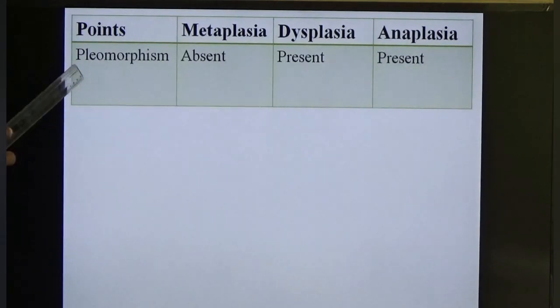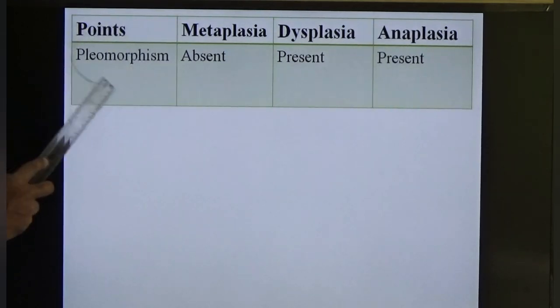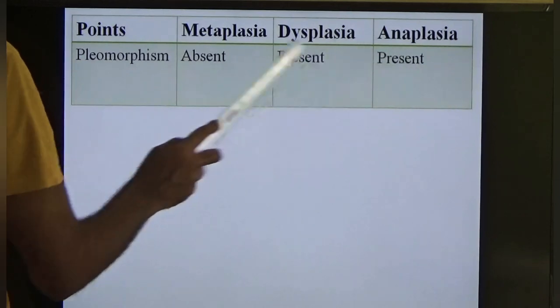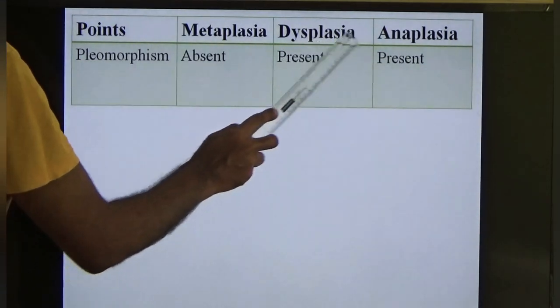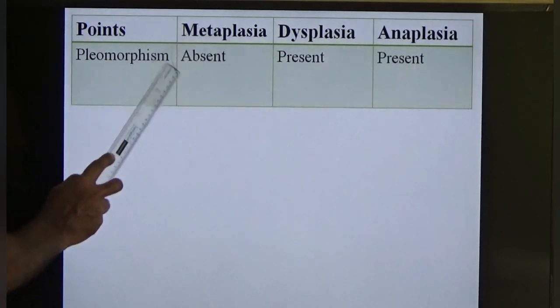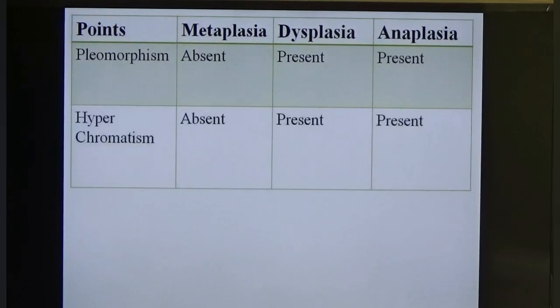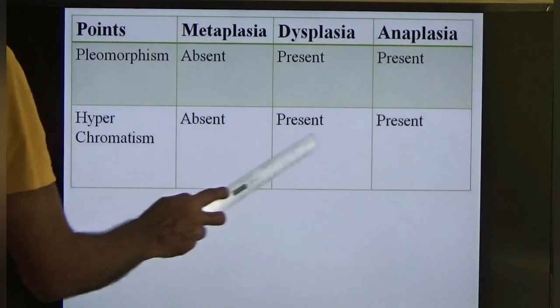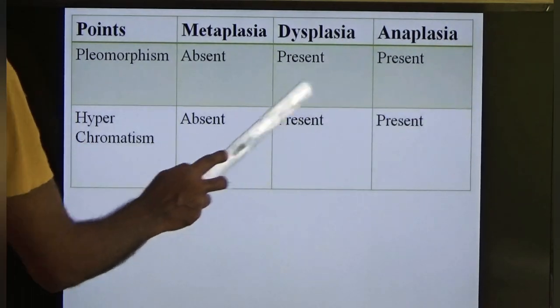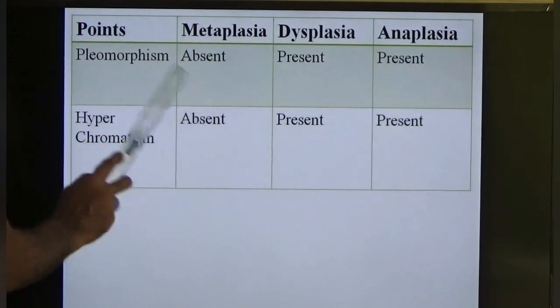Pleomorphism means variation in the size and shape of the cells, or both. This pleomorphism is present in dysplasia and anaplasia, whereas in metaplasia it is absent. Hyperchromatism, a dark-staining nucleus, is also present in dysplasia and anaplasia, and absent in metaplasia.